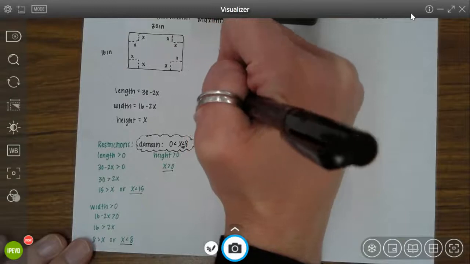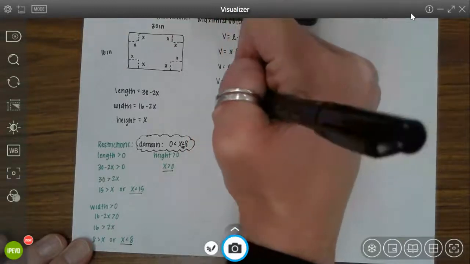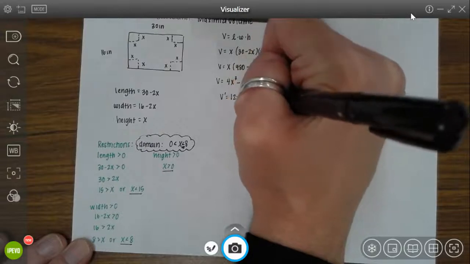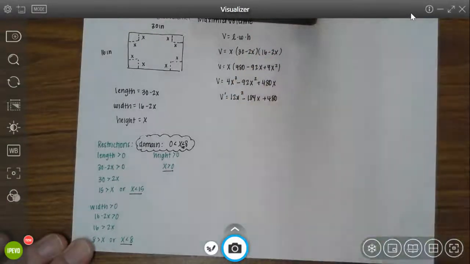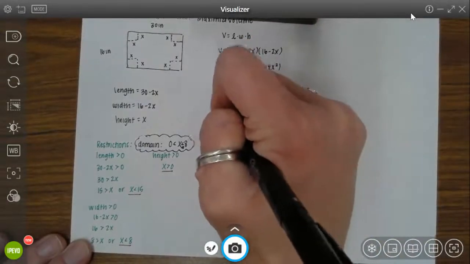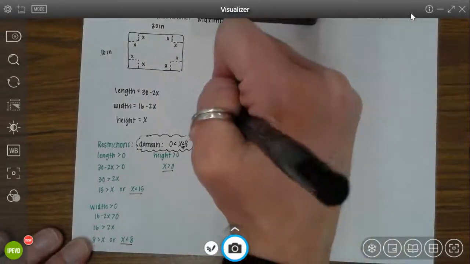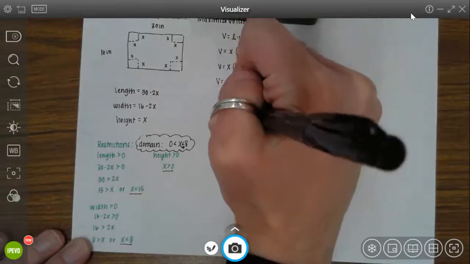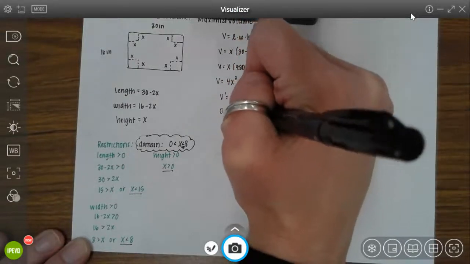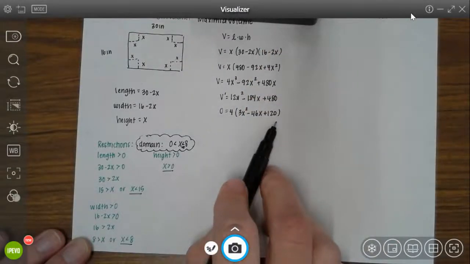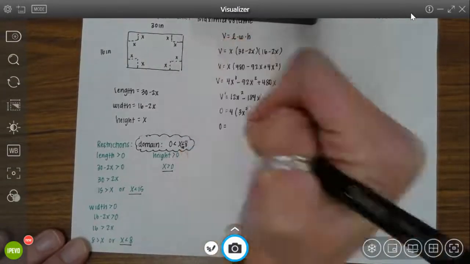So let's do a v prime. That would be 12x squared minus 184x and then plus 480. I want to set this equal to 0. I'm also noticing that these numbers definitely have a GCF in there. I believe the GCF is 4 here. So 3x squared minus 46x and then plus 120. This is a factorable quadratic, so I'm going to go ahead and factor that out.